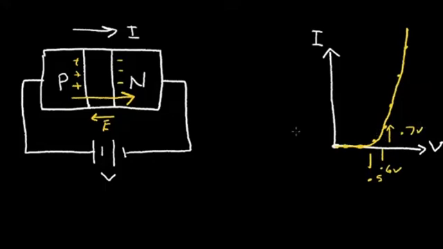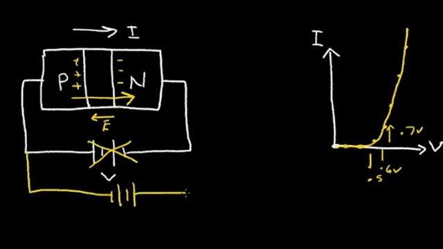So let's analyze what happens if I reverse the polarity of this battery. So I'm going to remove this battery. I'm going to connect one with the opposite polarity. So let's connect this terminal to the P region. I'm going to connect the positive terminal to the N region. So this has been deleted here. So what's going to happen now?